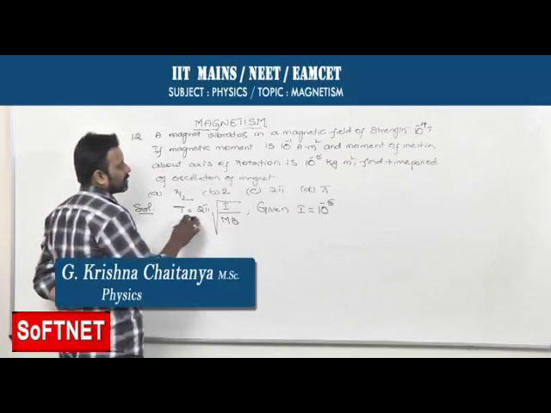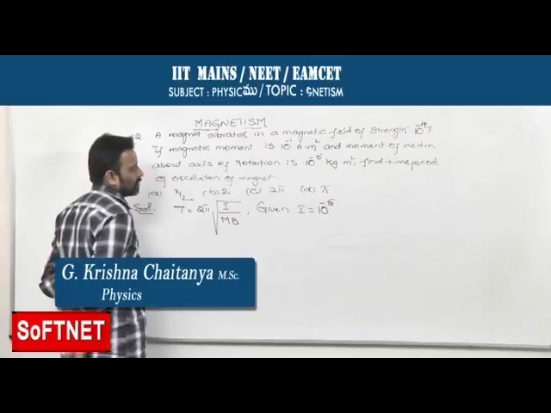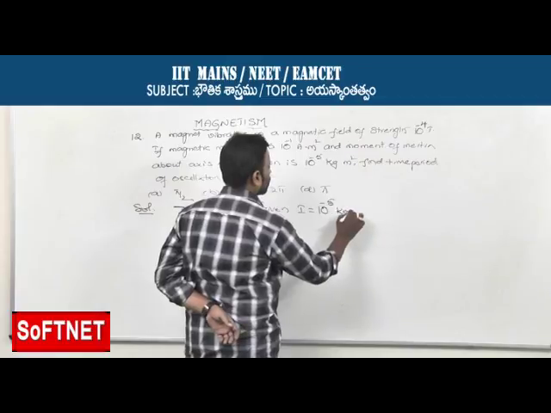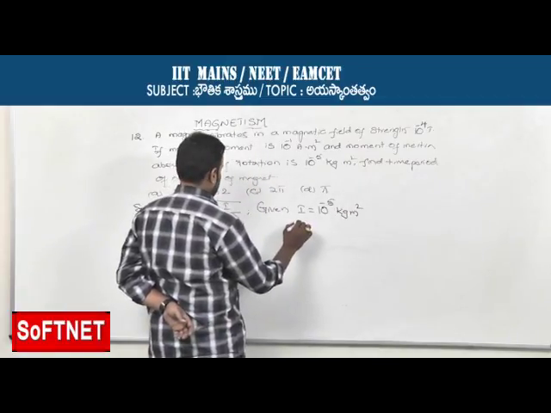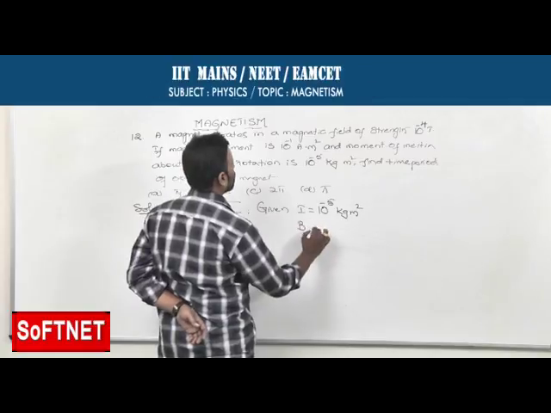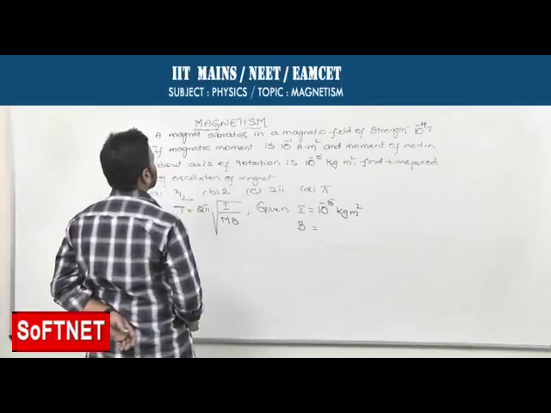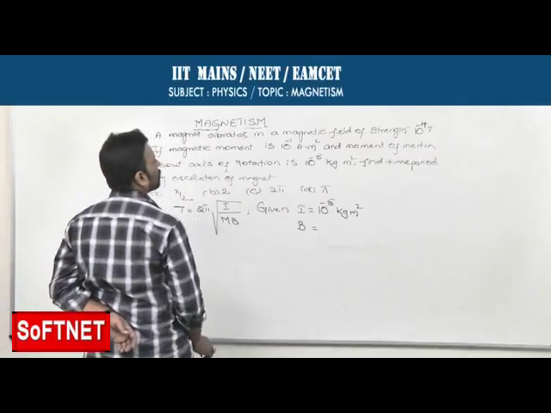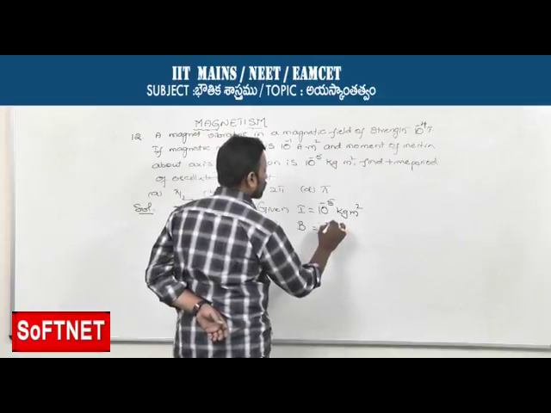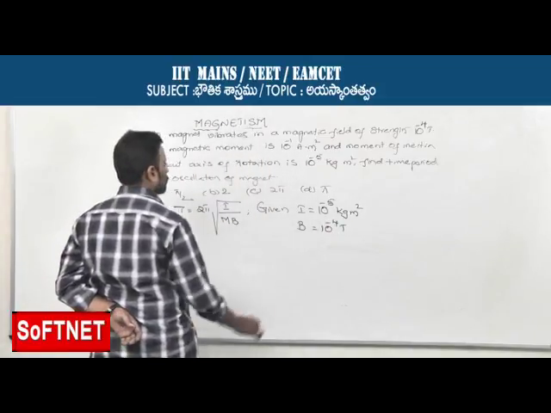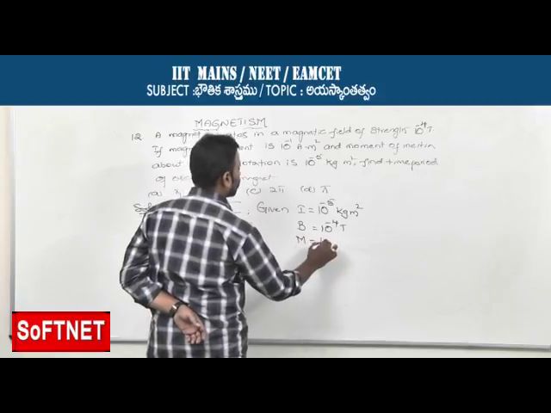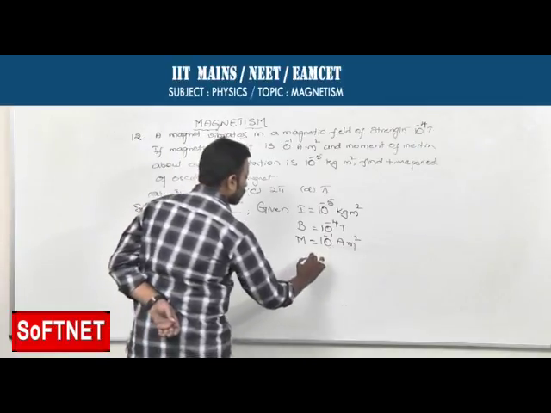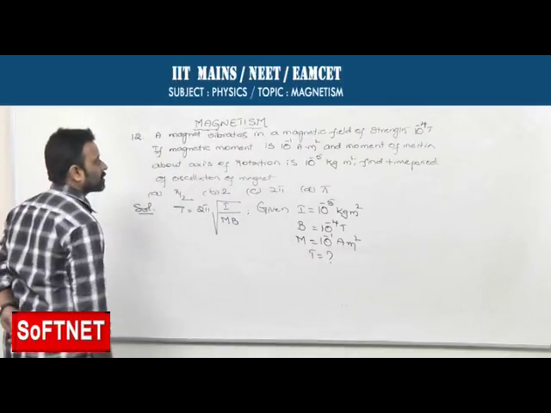The relation is T is equal to 2 pi under root I by MBH, given I, moment of inertia, as 10 power minus 5 kg meter square. The magnetic induction is given as 10 power minus 4 Tesla. The magnetic moment of the magnet is also given as 10 power minus 1 ampere meter square. You are asked to calculate the time period of oscillation of the magnet.